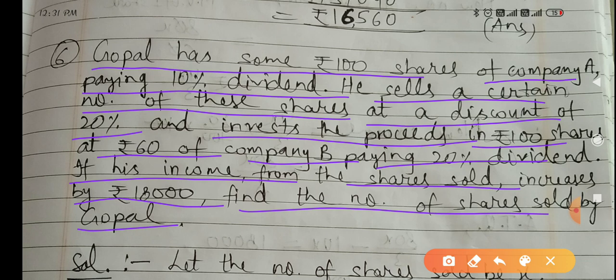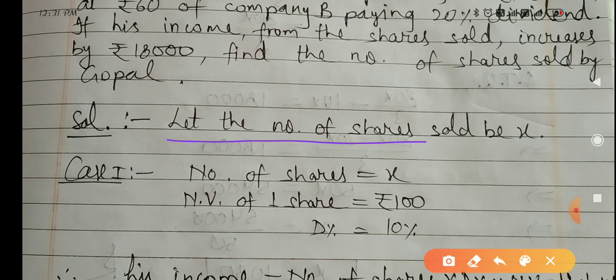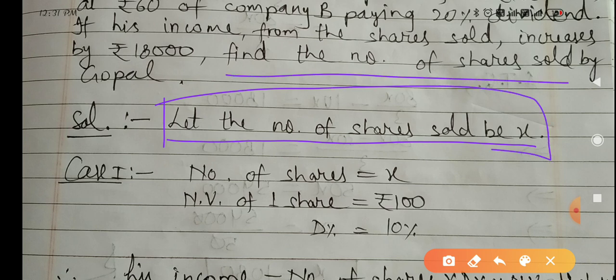Listen carefully. It is a different type of question. In this question, Gopal was having some shares of company A, and out of these he is selling a certain number of shares. So let the number of shares sold be X. I have taken the number of shares sold as X because you have to find the number of shares sold by Gopal. Now two cases are there.